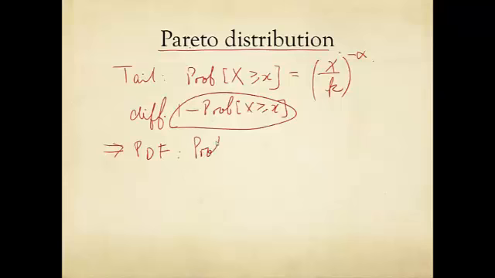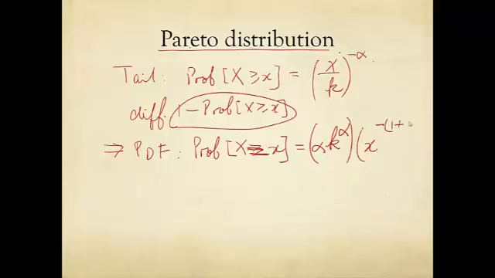It says the probability that a Pareto distributed random variable equals x is alpha k to the power alpha, which is just a constant, times x to the power minus 1 plus alpha. As you can see, both the tail distribution and the distribution itself follow a long tail, x to the power minus something, either minus alpha or minus 1 plus alpha, with some constants in front of it.